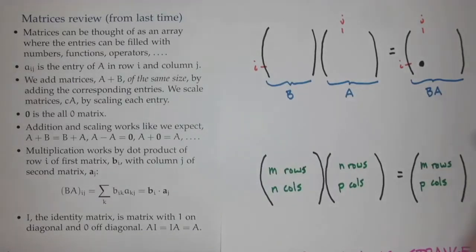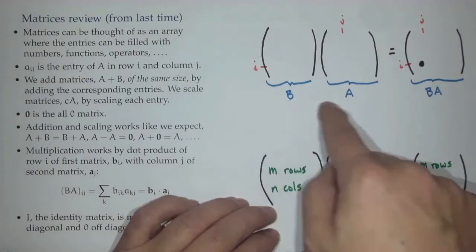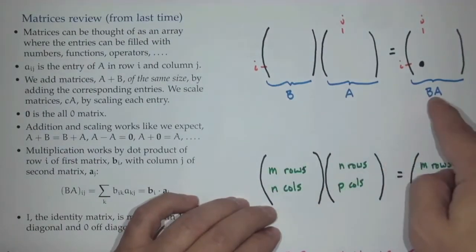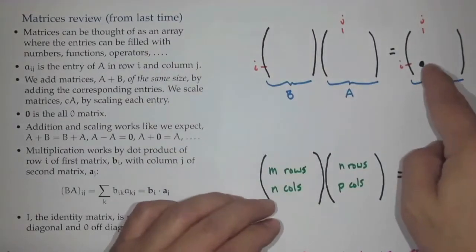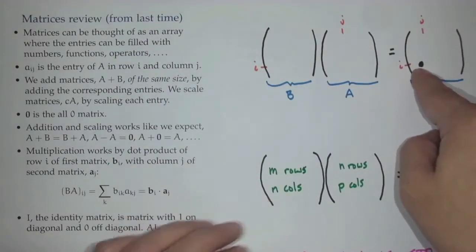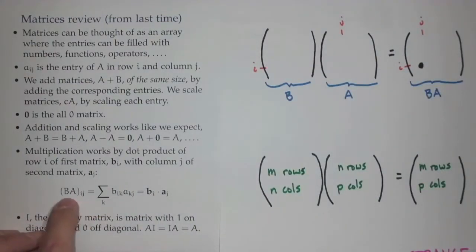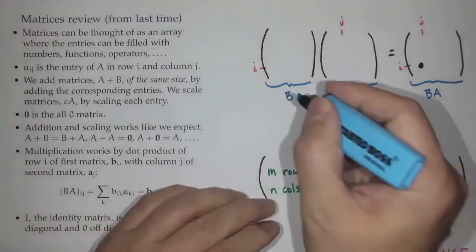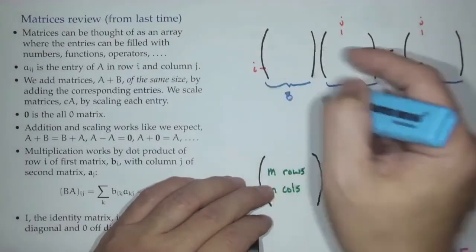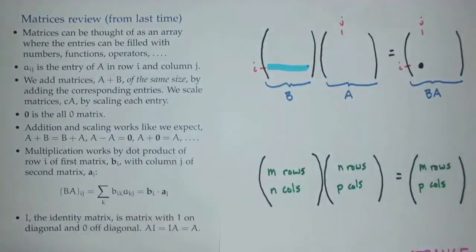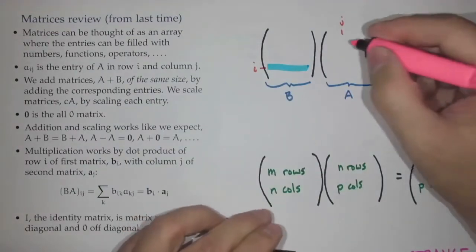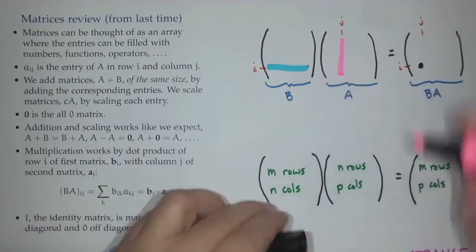Suppose I have two matrices, B and A, and I want to make a new matrix that's the result of their multiplication, B times A. And I want to say, what's in the ij entry of this matrix BA? The way you do it is you come to the first matrix, and if I'm in the ith row, I grab the whole ith row. And if I'm in the jth column that I'm looking at, I grab the whole jth column.